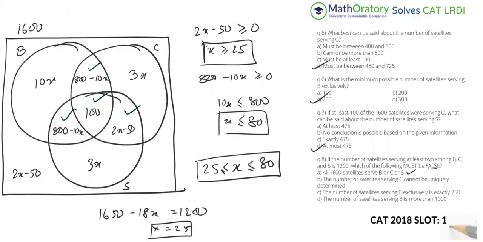B says number of satellites serving C cannot be uniquely determined. Everything can be uniquely determined in this case, because since the X is fixed and every region is in terms of X or a constant value, every region can actually be uniquely determined. So option B is incorrect. We can actually determine everything in this set once we have this value of X. So that is it for this set.